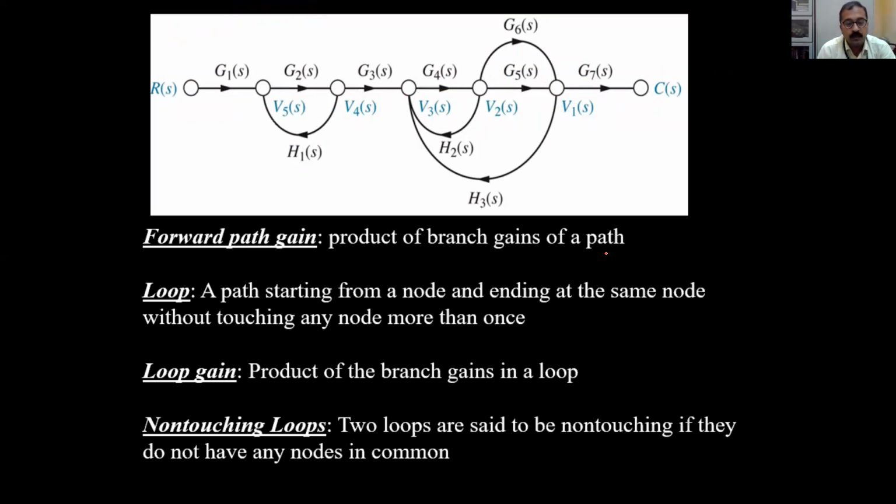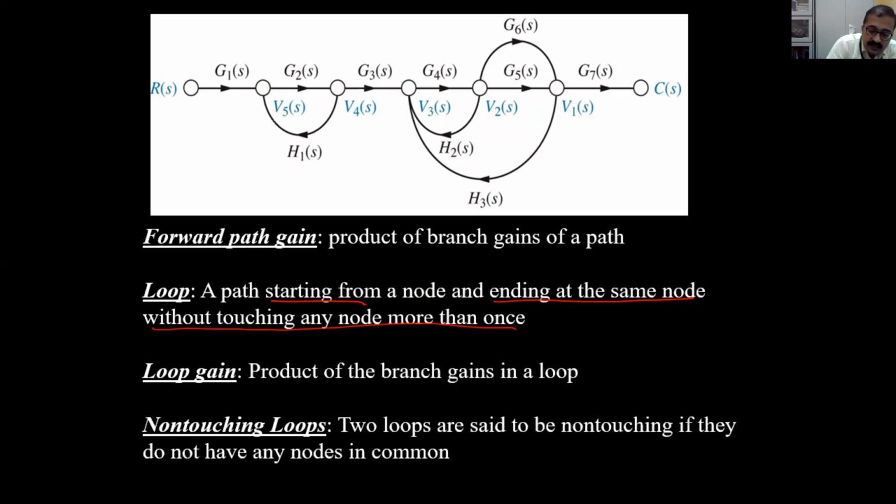Now what is a loop? Loop means a path which starts and ends at the same node. What is a path? It should start from a node and end at the output node without touching a node more than once. A loop means a path which starts from a node and ends at the same node without touching any node more than once. Can you identify one possible loop gain from here?